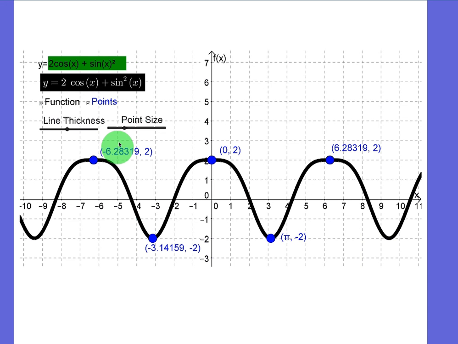So that's it for this trig example of critical points. If you have any other questions about it, let me know.